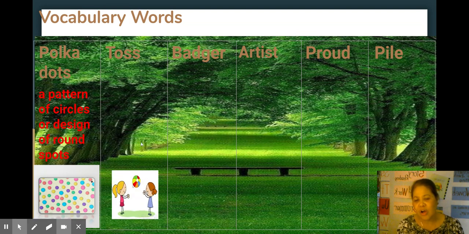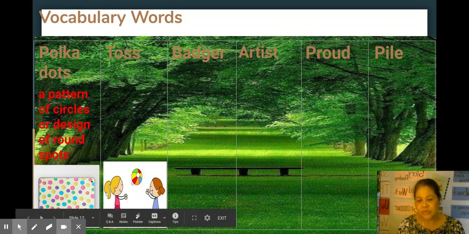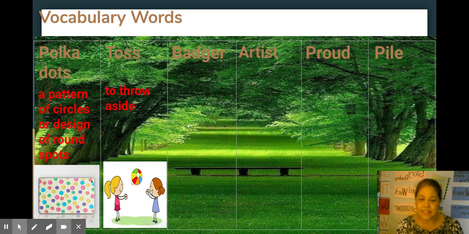Let's take a look at toss. Look at those two children there making a toss of a ball. So what do we mean by toss? Toss means to throw aside.